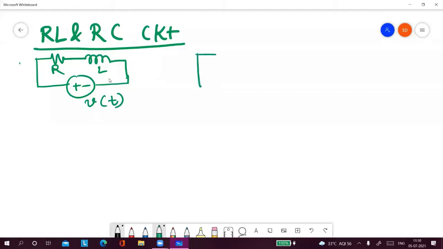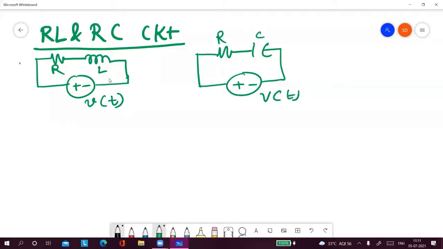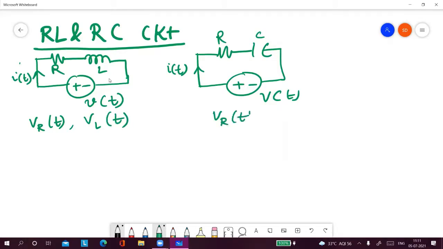and we have another circuit, an RC circuit, which is also excited by a voltage source V(t). This is RC. Assume both inductor and capacitor are initially relaxed. Let i(t) be the current here, and here also the current is i(t). Let VR(t) be the voltage drop across resistance R, VL(t) the voltage drop across the inductor, and VC the voltage across the capacitor.